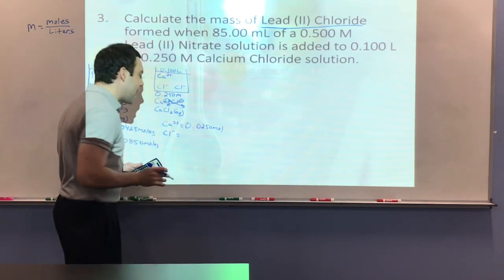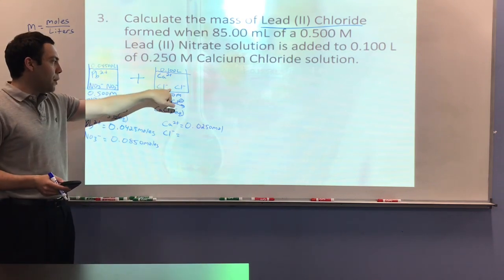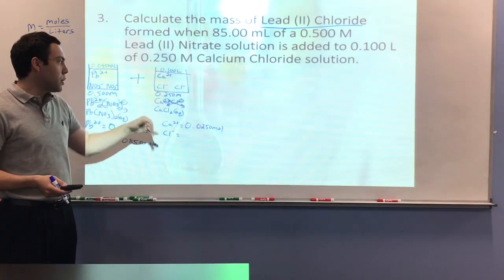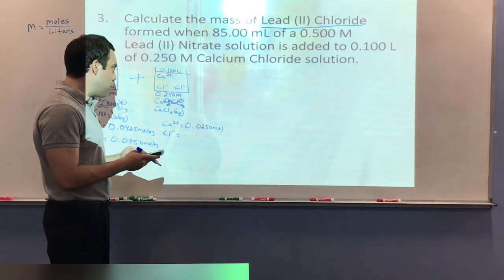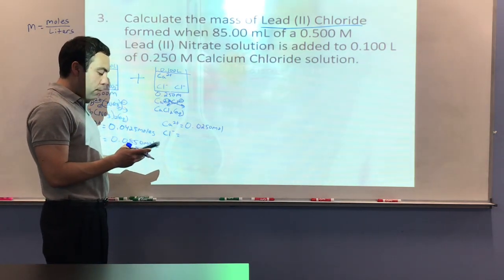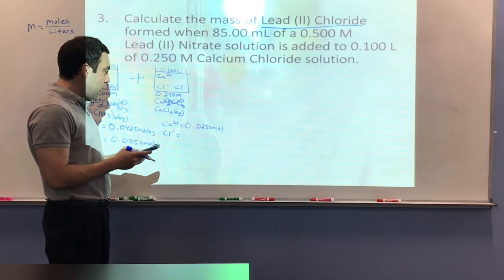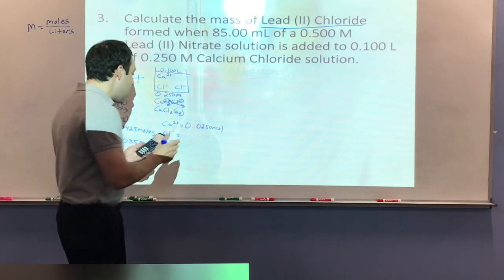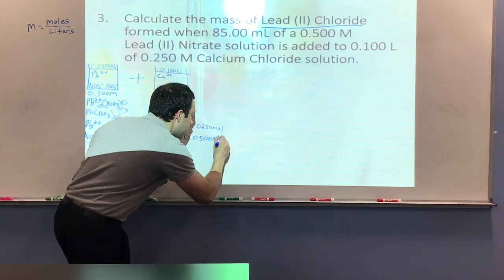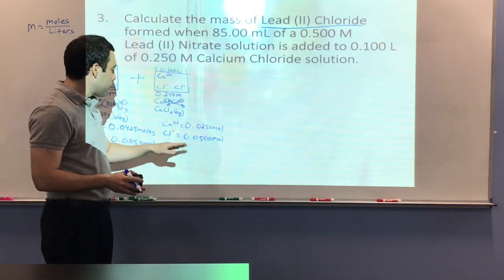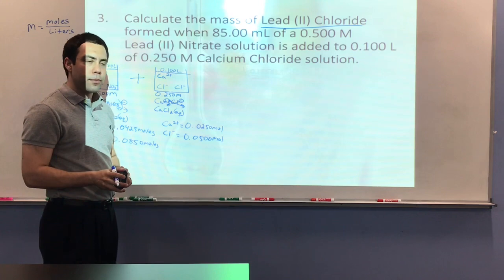For Cl minus, we do the same thing, but once again, we double the number of moles because there's 2 Cl minuses for every 1 Ca2+. So let's check our work. 0.100 times 0.250 times 2 gives us 0.0500 moles of Cl minus, double the amount of Ca2+ we have.